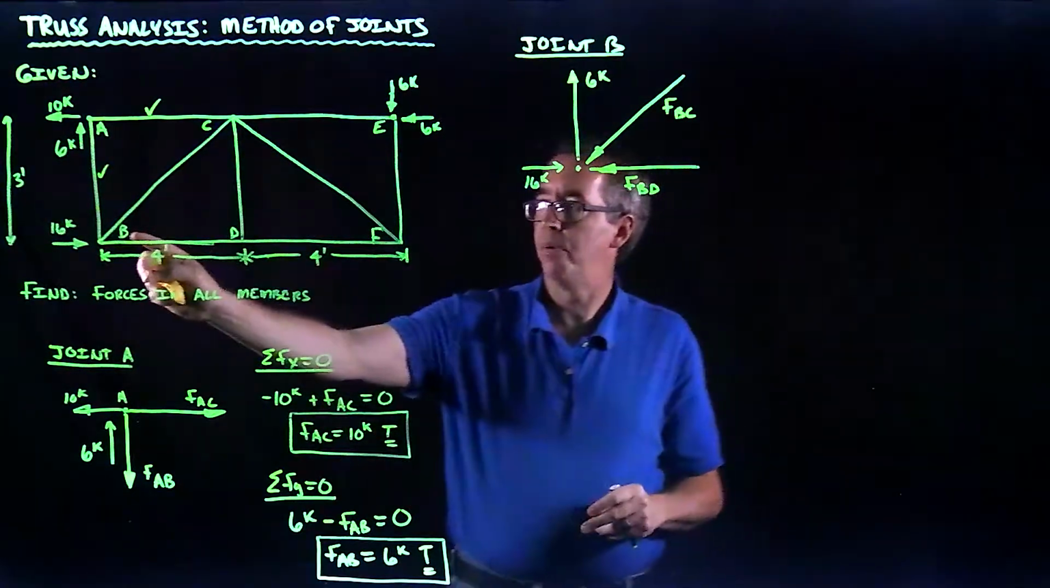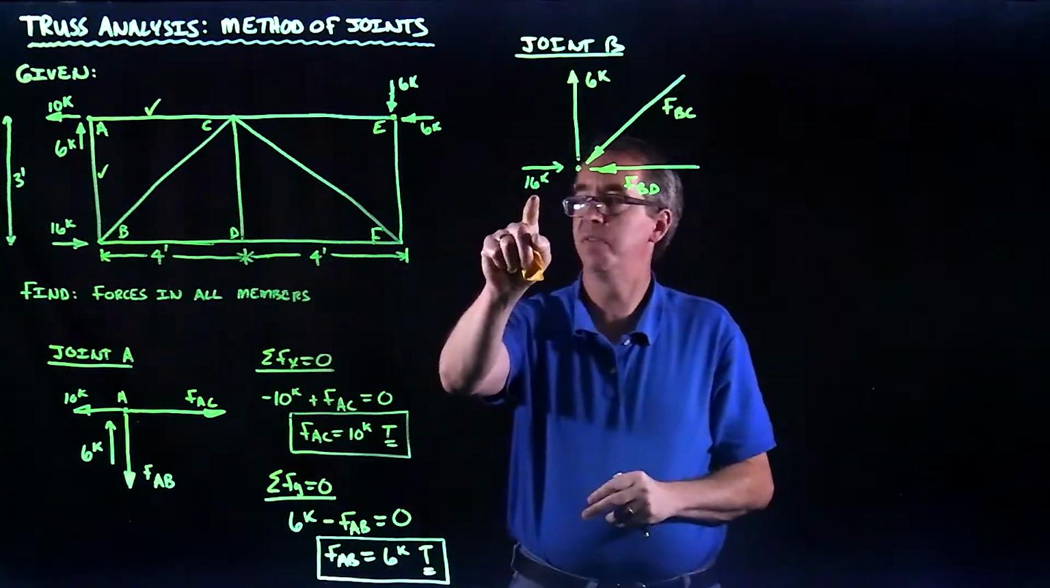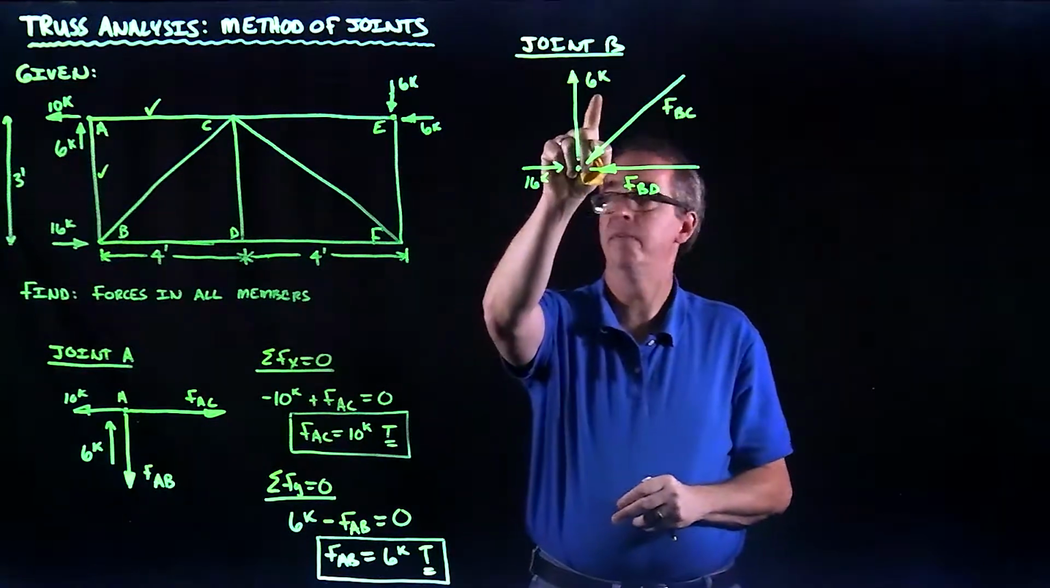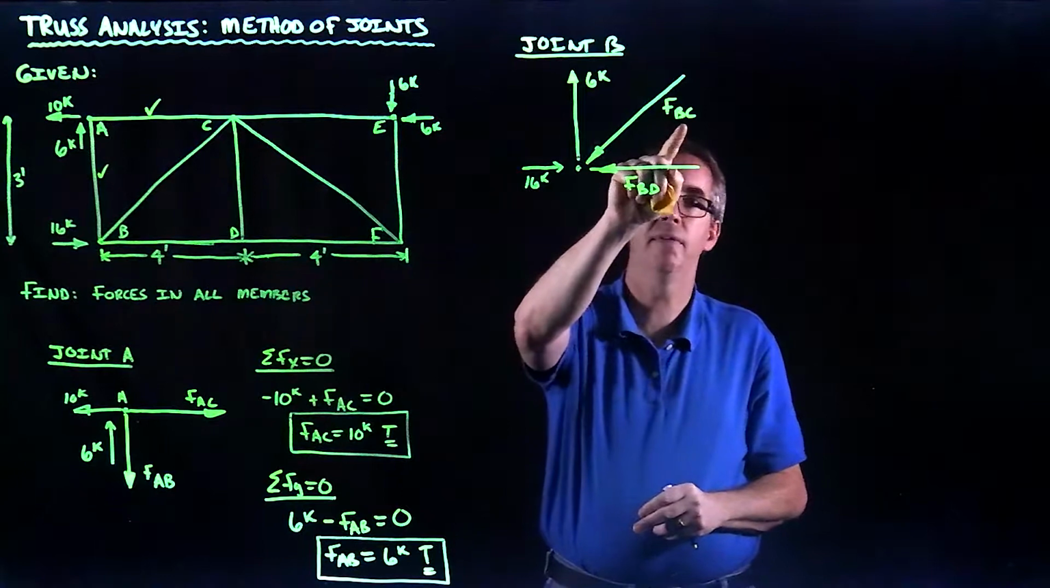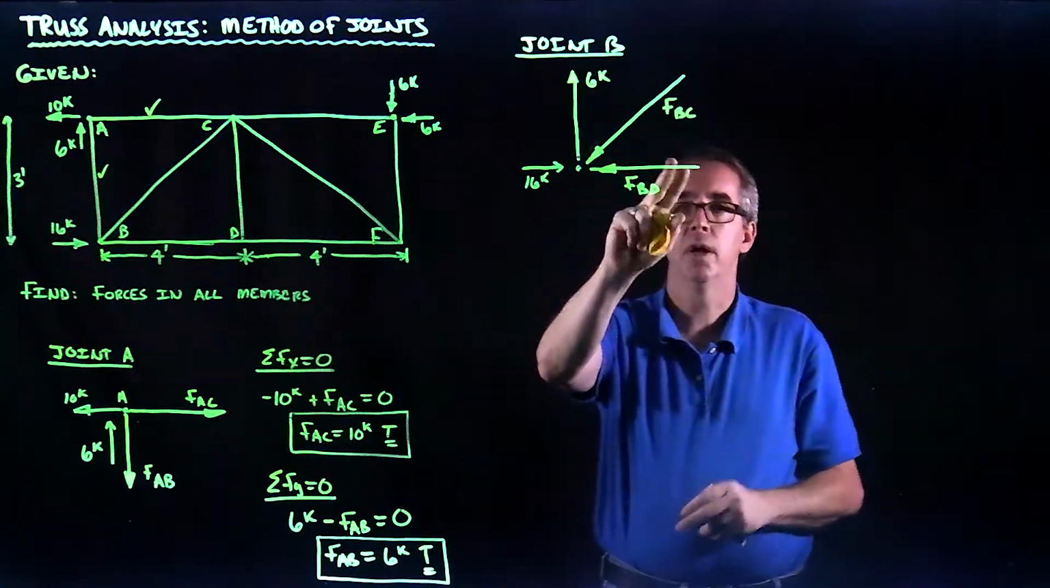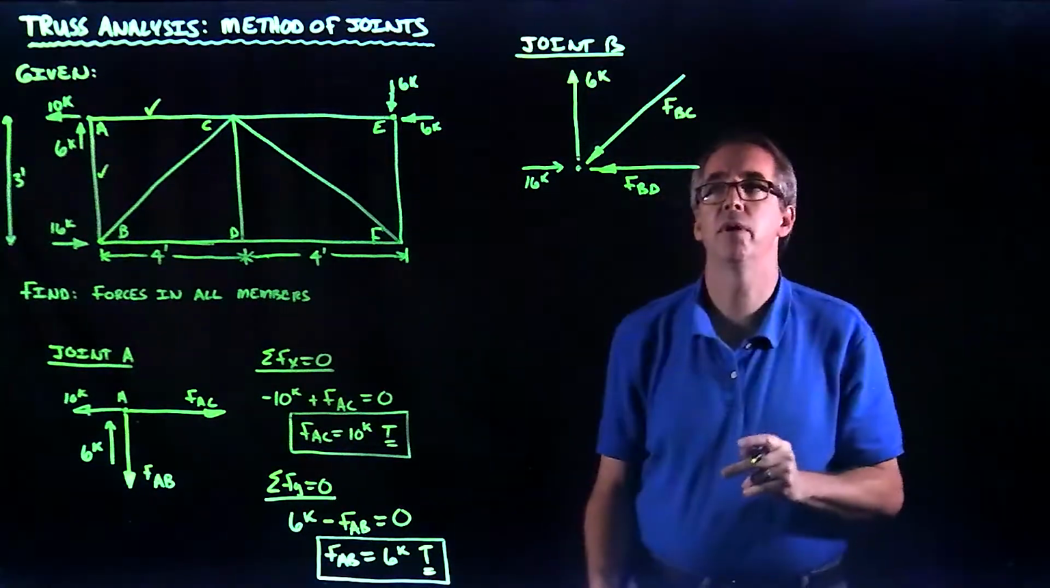So, as I mentioned, I've got joint B. I've got my known force of 16 kips from the reaction. I have the force from AB. I have the force BD that I'll be solving for, and I have a force BC that I'll be solving for. Let's just roll with that. Let's go ahead and solve the equations.